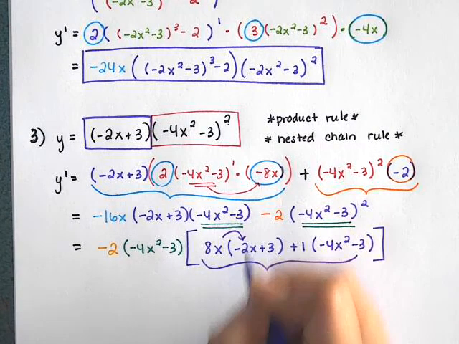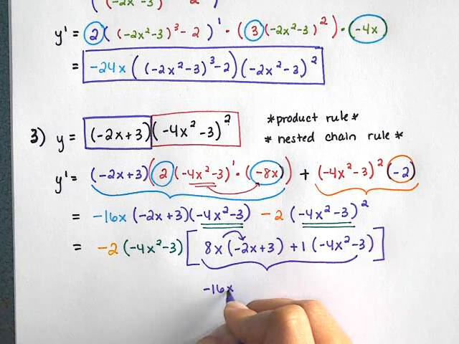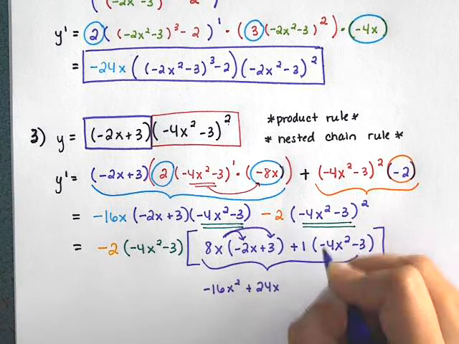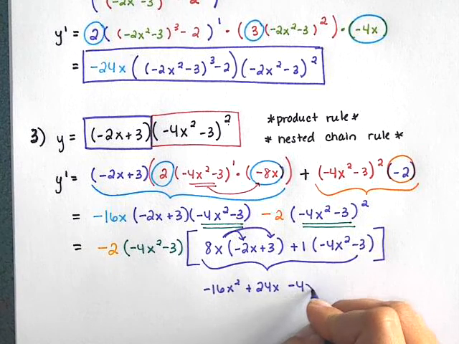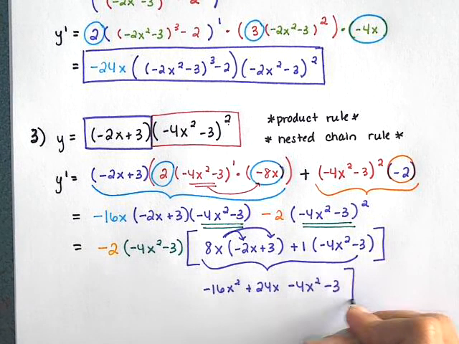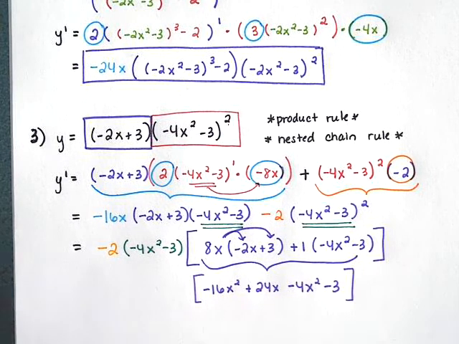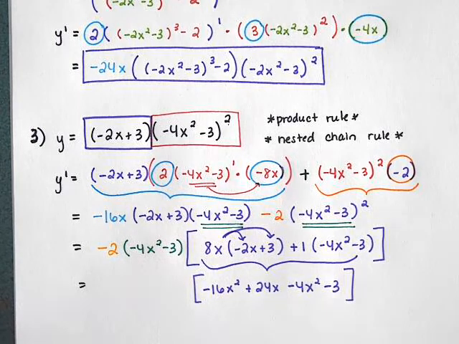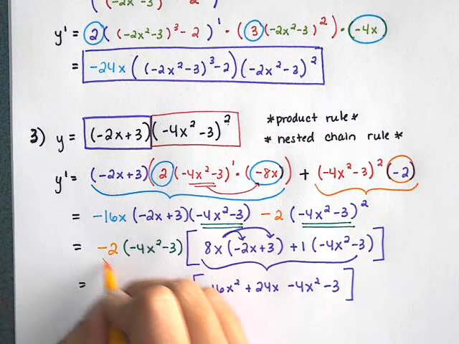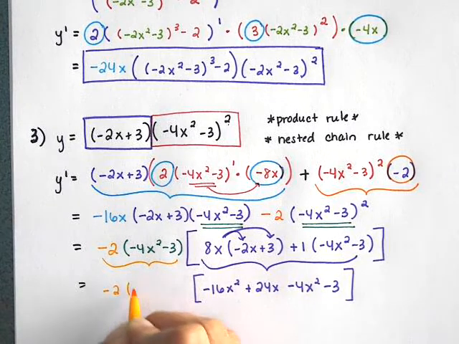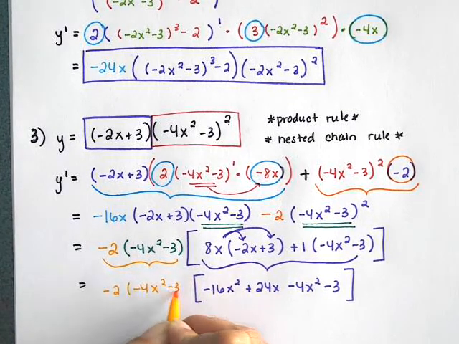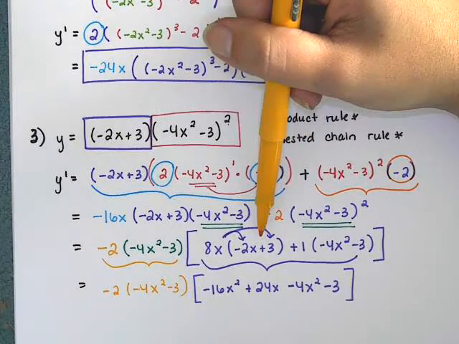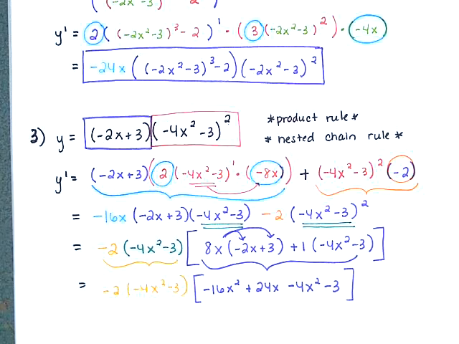So if I distribute this, I get negative 16x squared plus 24x. If I distribute the 1, I just get negative 4x squared minus 3. And then I'm just going to bring down the other ones. So I'm just going to bring down the negative 2 and the negative 4x squared minus 3. Now basically by factoring this out, I avoided having to FOIL anything. It was a pretty straightforward distributing problem.